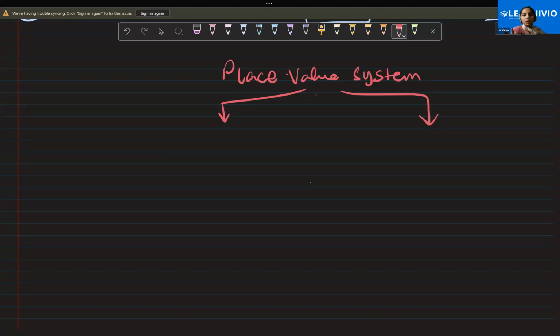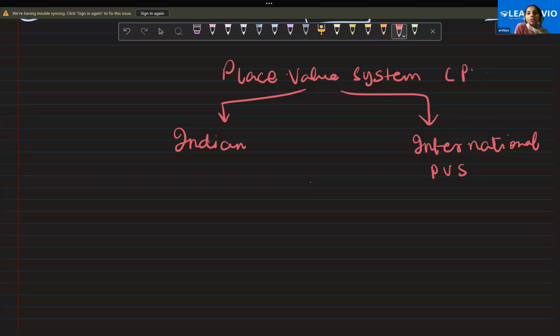So the place value system is of two types. For us, it's the Indian place value system, and the other is the international place value system. I'm just going to write PVS, place value system, as the short form.